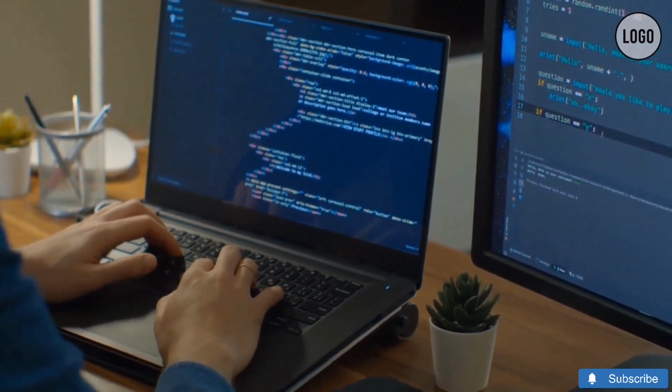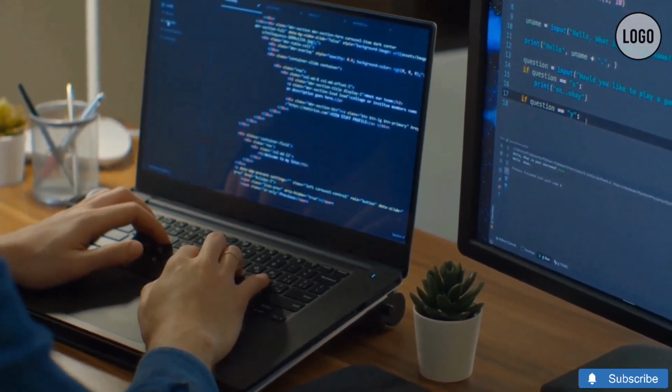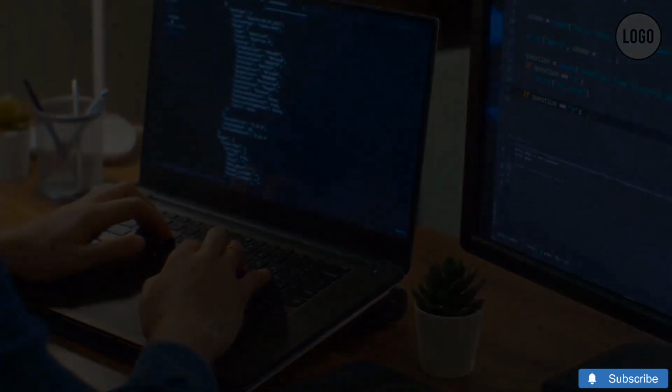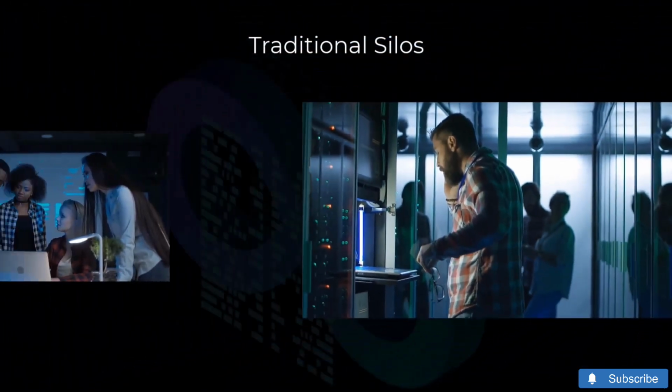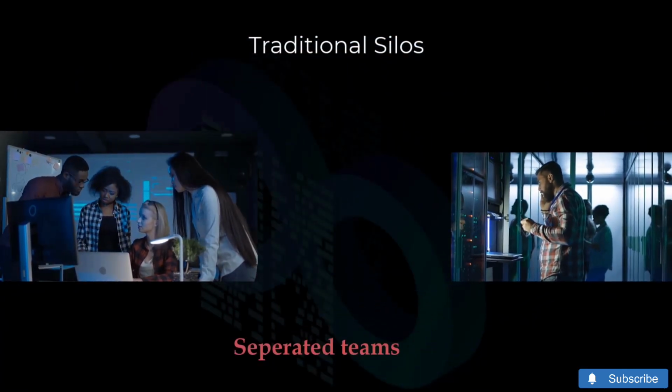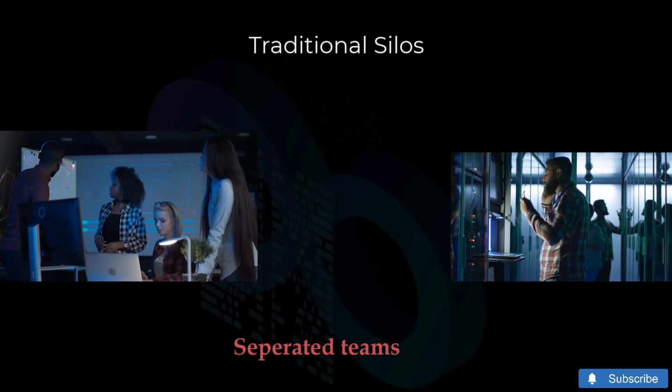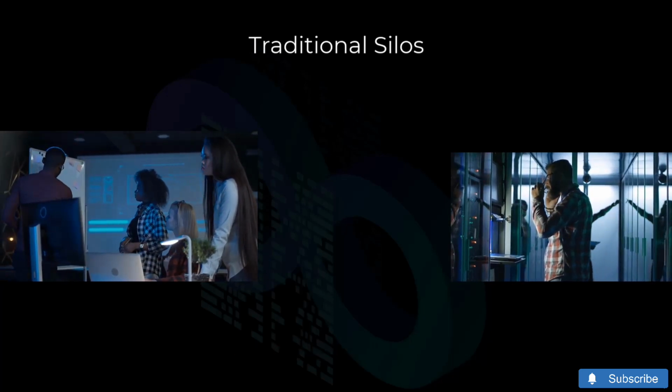So both the theories that we're going to talk about now, the DevOps theory and the traditional culture theory, will just tell us how that process works. So let's understand how it is going on in the traditional culture or the traditional silo model. Now, silos. What is a silo? Silos are nothing but separated teams, teams that have walls in between them. The dev team and the ops team always had walls in between them.